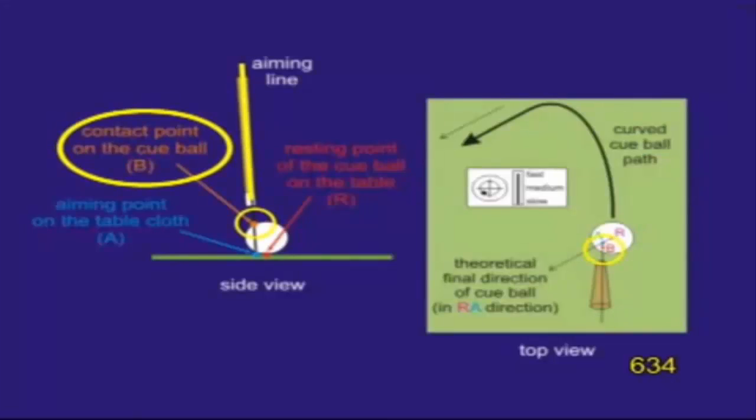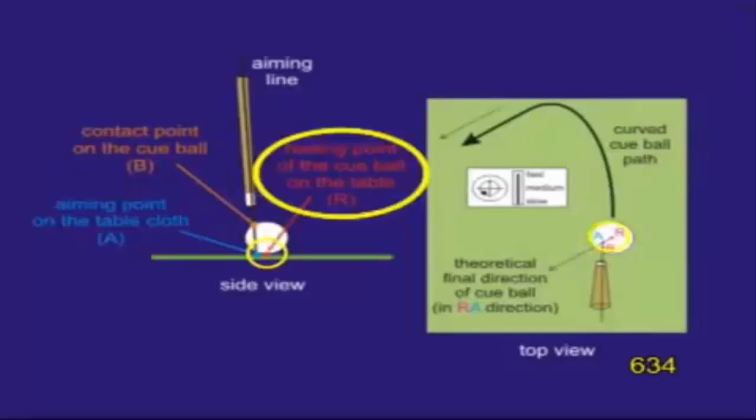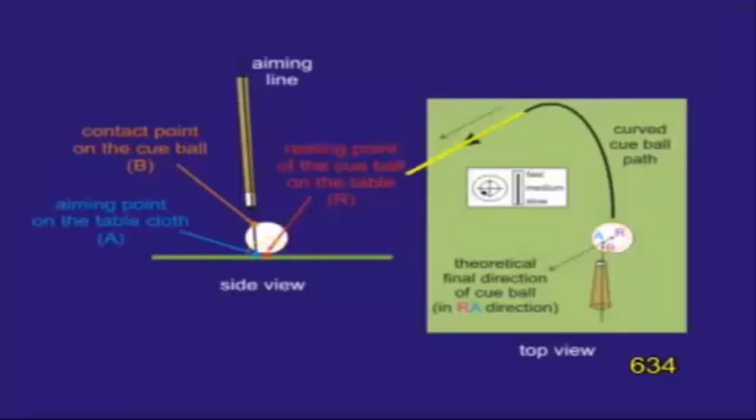The line of action of the cue creates contact point B on the ball. If you imagine this line going all the way into the table, it defines aiming point A on the cloth. We also have to visualize resting point R on the cloth where the ball sits. Coriolis found out that the final direction of the cue ball after curving will be parallel to the line through resting point R and aim point A. We call the system the bar method.